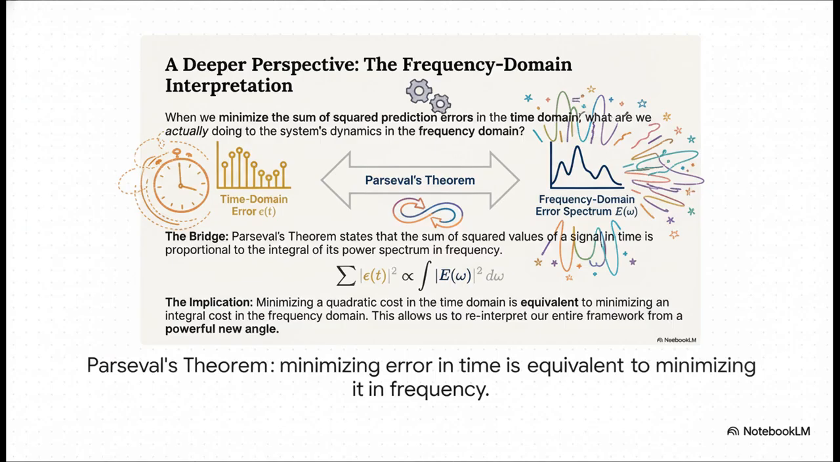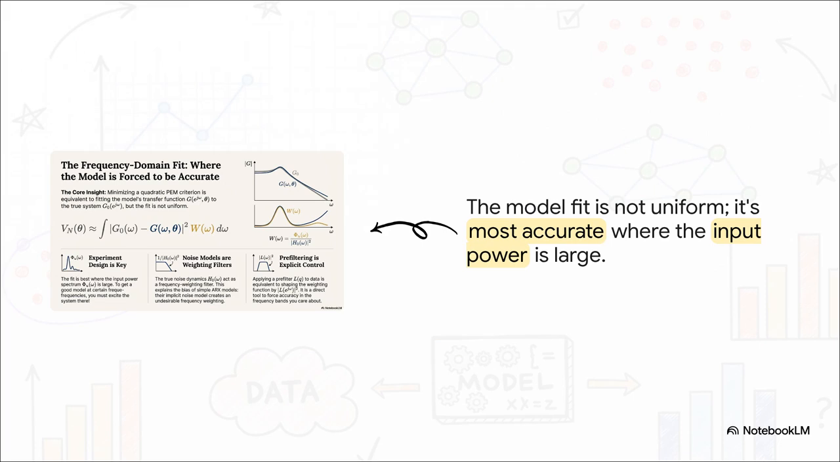Now, thanks to a beautiful piece of math called Parseval's theorem, we know that minimizing the sum of squared errors over time is exactly the same thing as minimizing the total error energy across all frequencies. They are literally two sides of the very same coin. And this lets us see everything we've been doing in a totally new light. So what? Why does this matter?